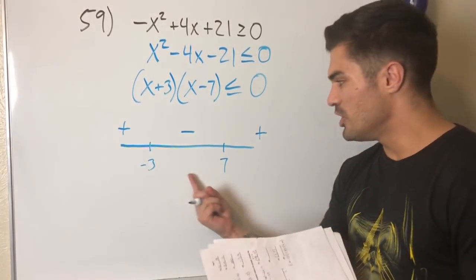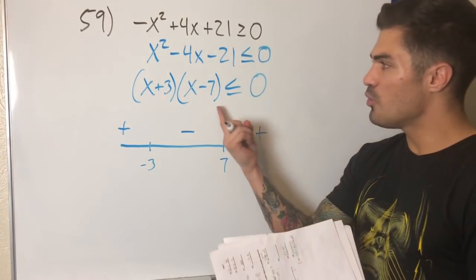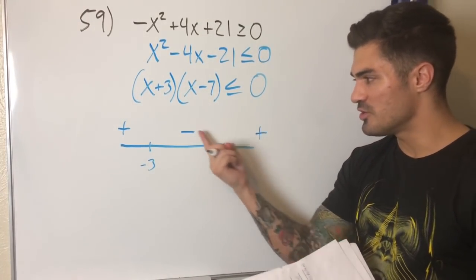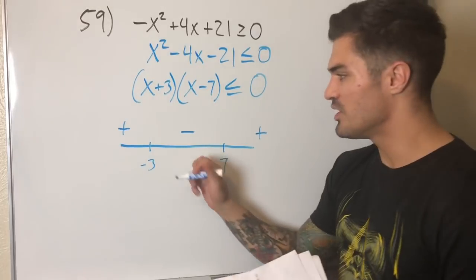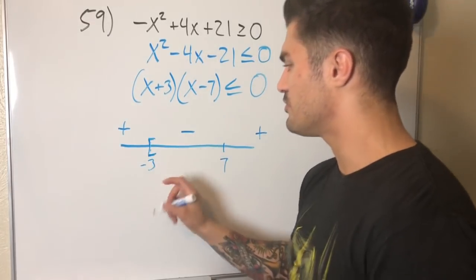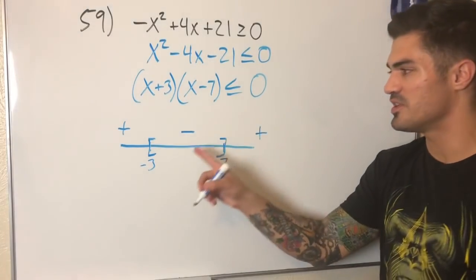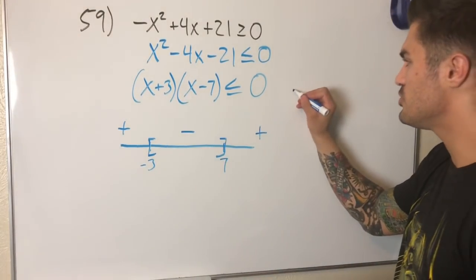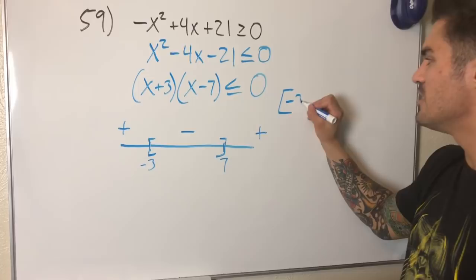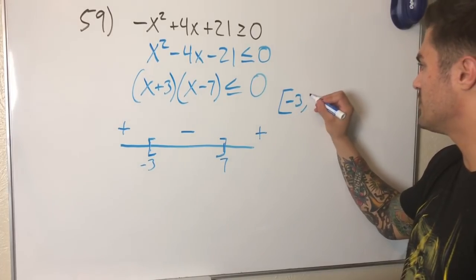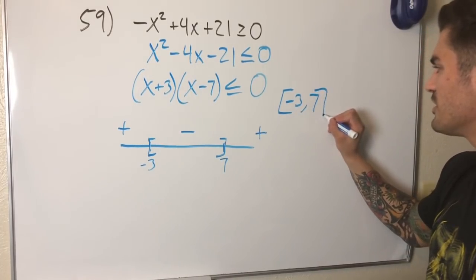So we're above, below, above, and since we're looking at where this is less than or equal to 0, I'm looking at this negative interval, and I'm going to include -3 because that's where it equals 0, and I'm going to include 7 because that's where it equals 0. So my solution in interval notation is -3, 7, including both -3 and 7.